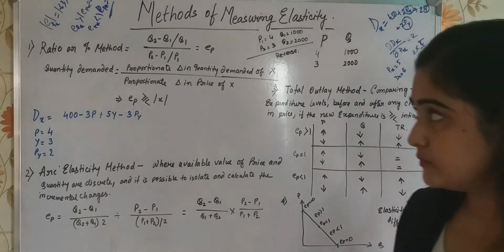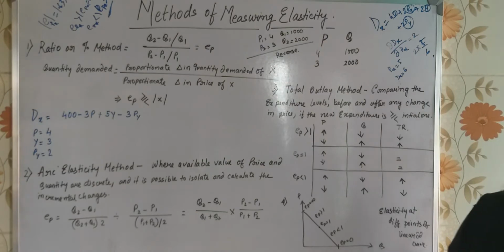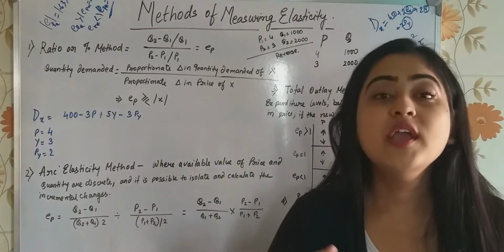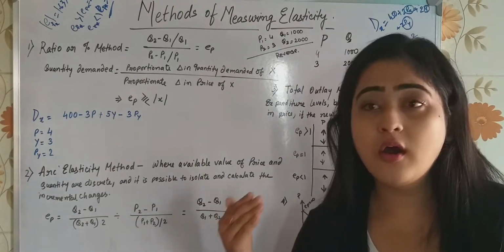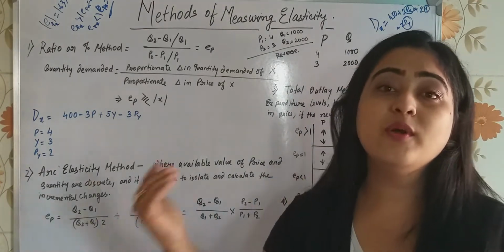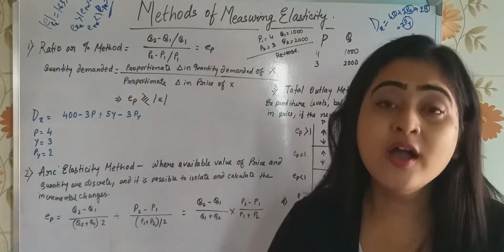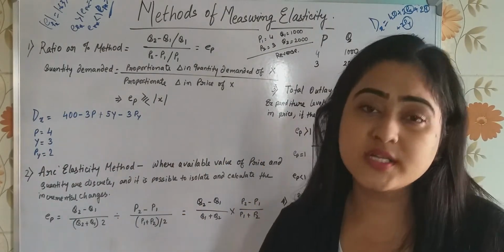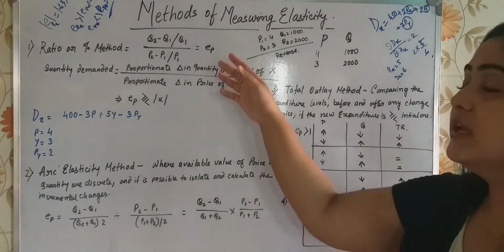What it is? See, proportionate change in the quantity demanded of x by proportionate change in the price of x. ठीक है? We are going to compare कि previously क्या quantity, मतलब what was the previous quantity, what is the new quantity, what was the previous price with respect to that, what is the new price, है ना? And we are going to find out the percentage of that. तो उसको बोलते हैं हम लोग क्या? Ratio और percentage method.